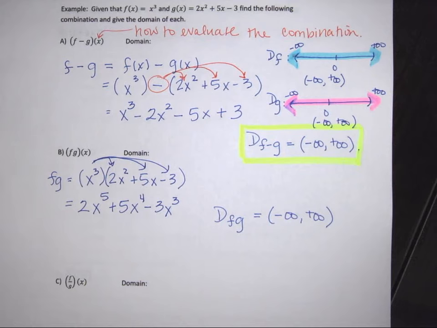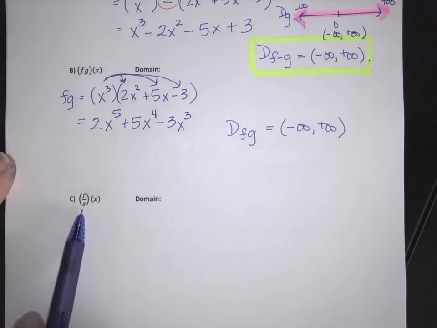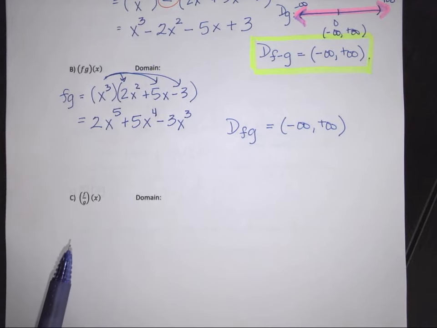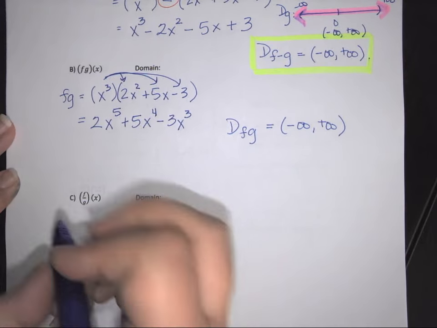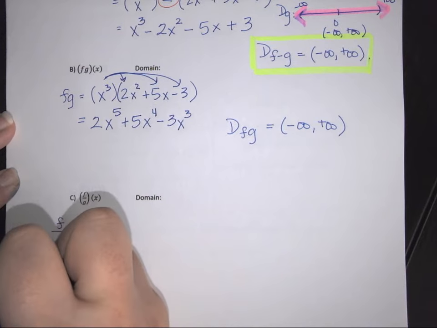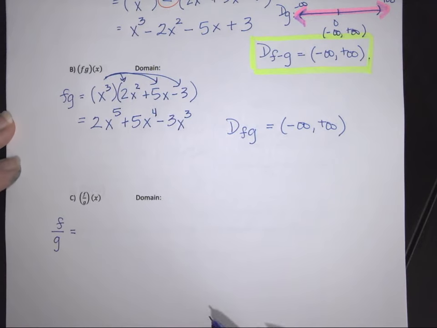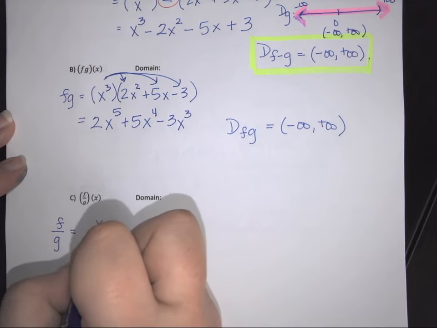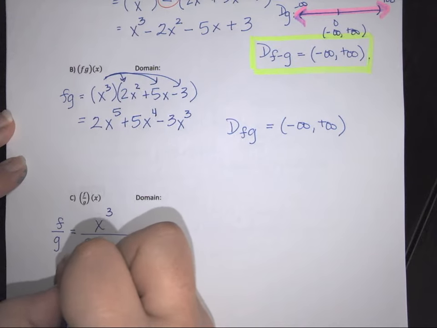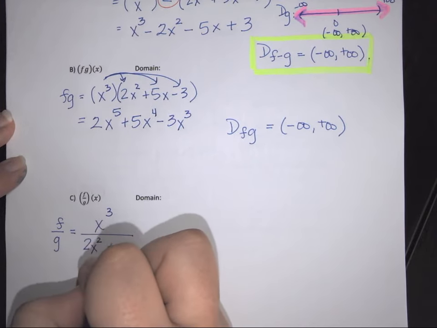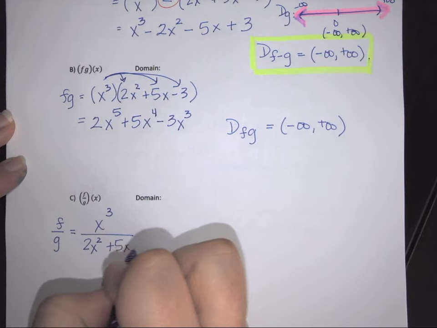Where things get a little different is going to be my bottom example here. Notice now I'm doing f divided by g. And so in doing f divided by g, something has now changed with my g. First, f divided by g says f is on top, so this was x cubed. But now g is on the bottom, which is a 2x squared plus that 5x minus 3.